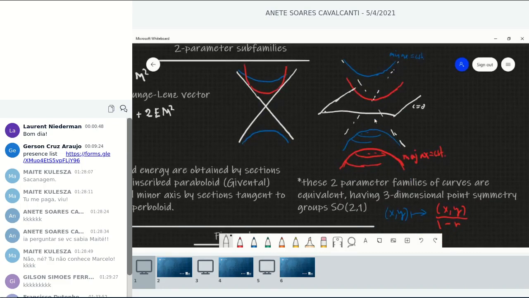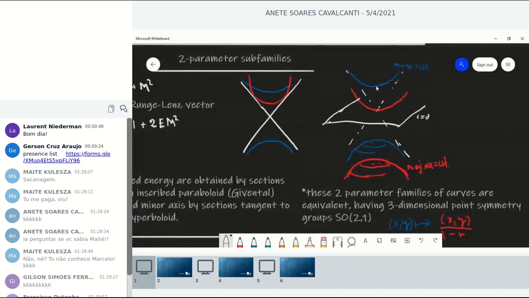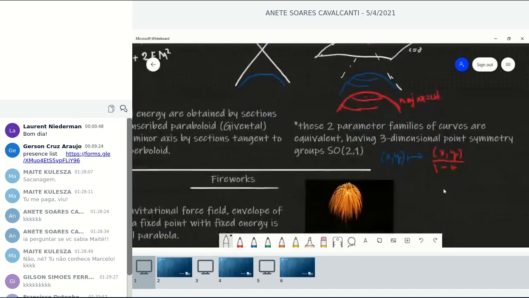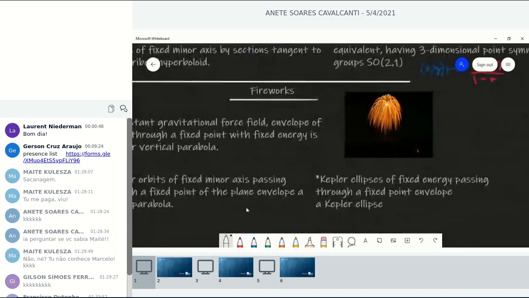Okay, but there are these surprising transformations that you see. This is a map of the plane to the plane, represented by just this translation up or down of the hyperboloid of two sheets. If you write that out in coordinates, this map sends an ellipse of fixed minor axis to an ellipse of fixed energy, fixed major axis.